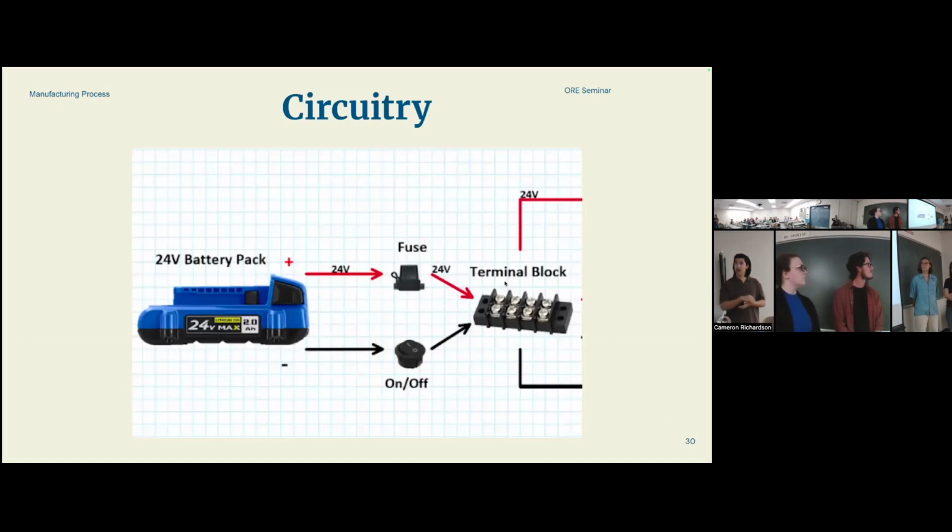First, starting out, everything comes from our 24-volt battery pack. That 24 volts goes into a 30-amp fuse, which allows us to protect our circuit in case anything happens, because we're working with live power. That's also why we have that on-off switch. So when you're plugging it in, you're not dealing with that live power, but when you are, we have that fuse to protect the rest of our circuit. And then we go into our terminal block, which allows us to safely split our voltage lines so that we can run it to our Arduino and to our motor separately.